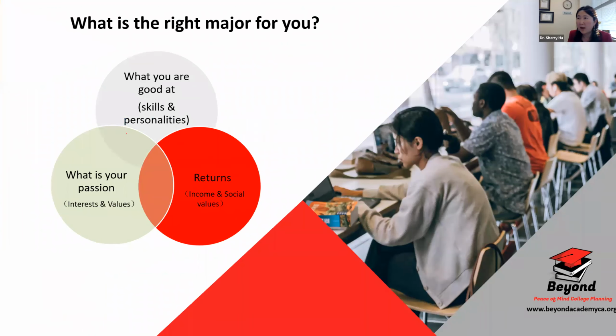So I put this graph together. I want to just show you. Sounds complicated, right? Because you want to find something you are really good at. You have those skills and personalities, and also what you are passionate about, and what can bring you returns. So the three things overlap. That would be somewhere here, and could be a good major for you. I know, Susan, you also addressed this. Yeah, I think this is such a good graph.